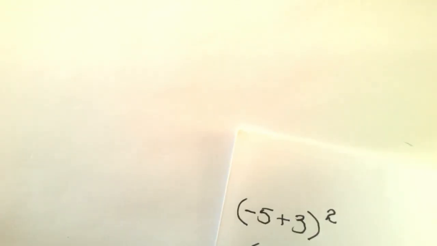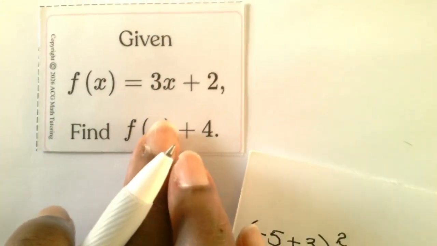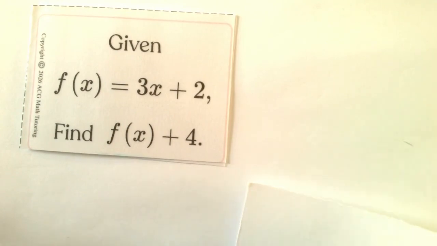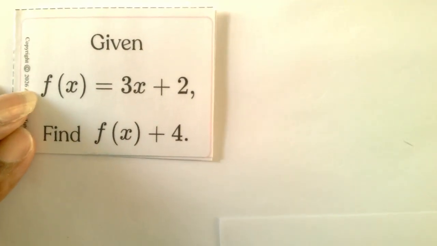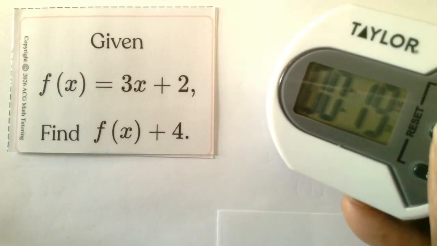So let's try this one. Don't let the functions fool you. You're still doing the same exact stuff. So we have f of x equals 3x plus 2. We need to find f of x plus 4. Let's see, can we solve that in 20 seconds? Let's go.